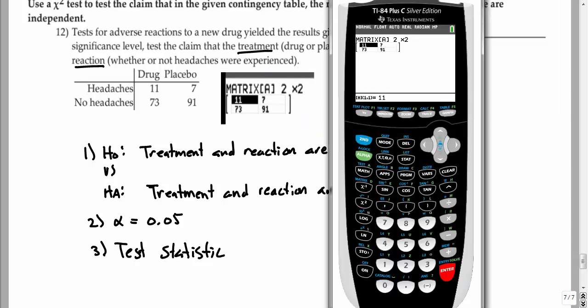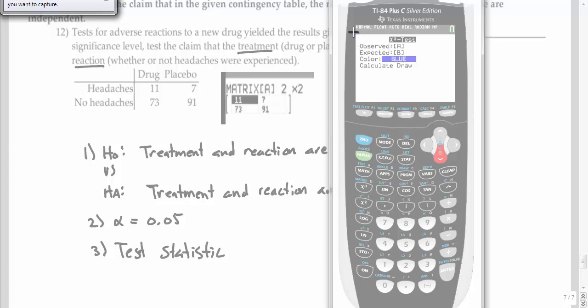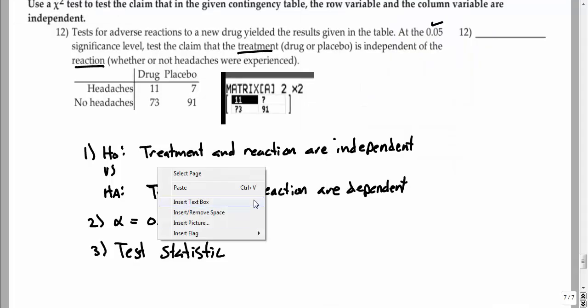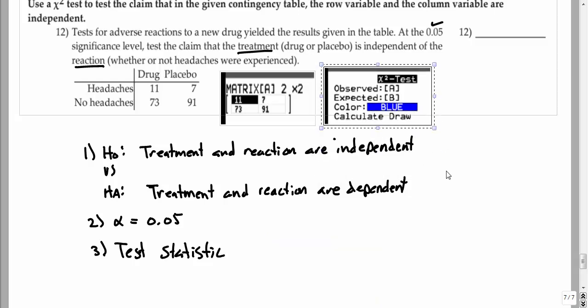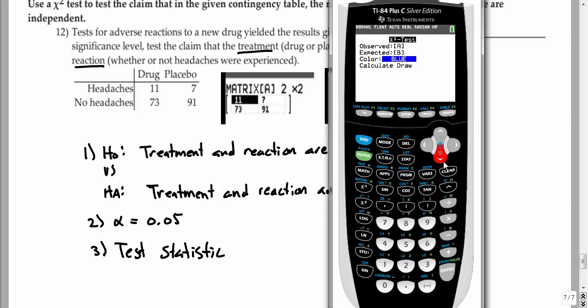Okay, and then I go to stat, test. And this is just going to be the chi-squared test, not a chi-squared goodness of fit, but just a chi-squared test. And my observed matrix is A, and this is saying put the expected counts in matrix B. It doesn't mean you already have them there, it just means to put them there. Then we'll go ahead and hit calculate, and this is my output.